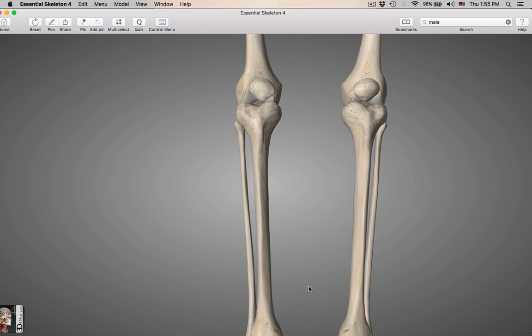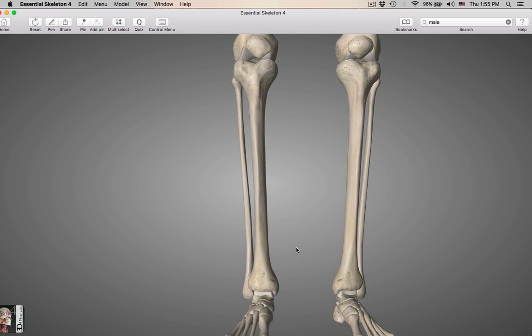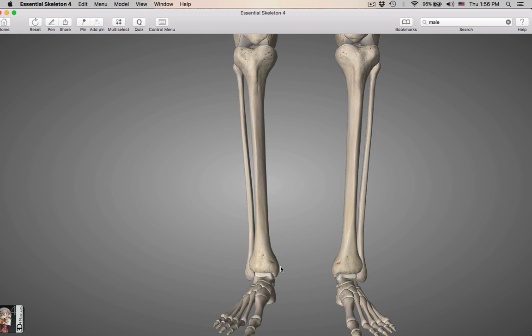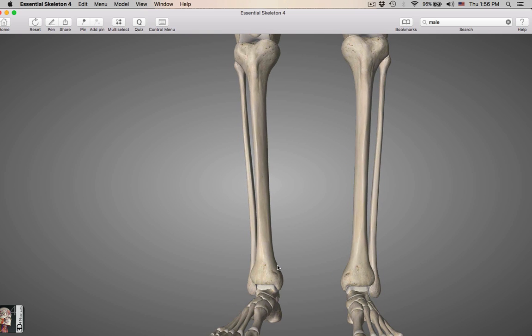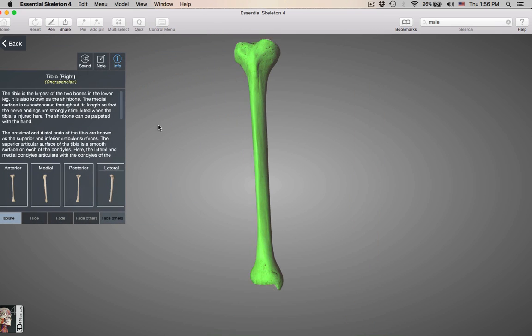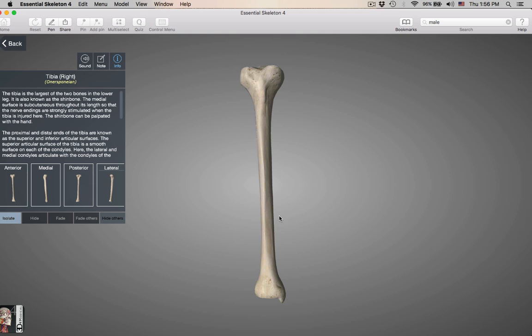And on the distal end of the tibia, you're going to have this thing that's sticking out. It's called the medial malleolus. Let's go ahead and isolate this bone out so you can see it better. The medial malleolus is always going to be the most medial part of your tibia.